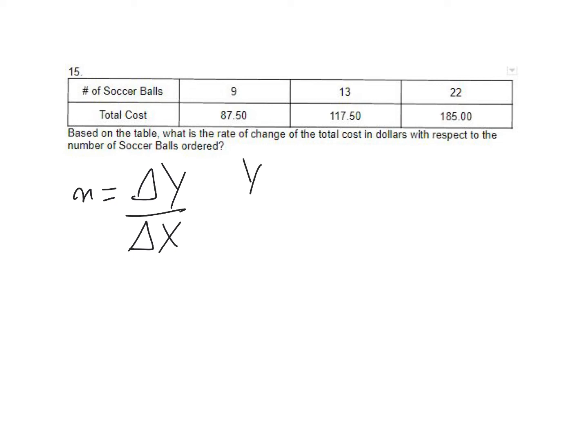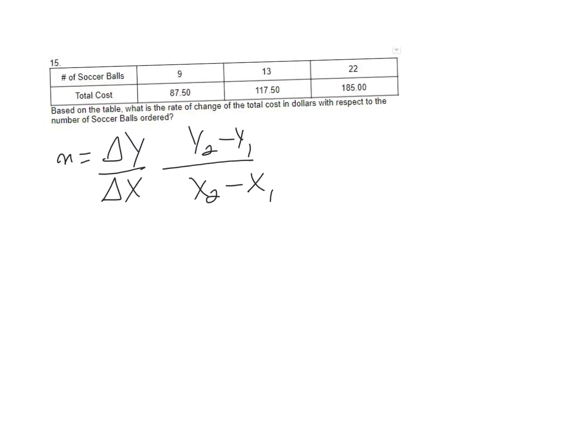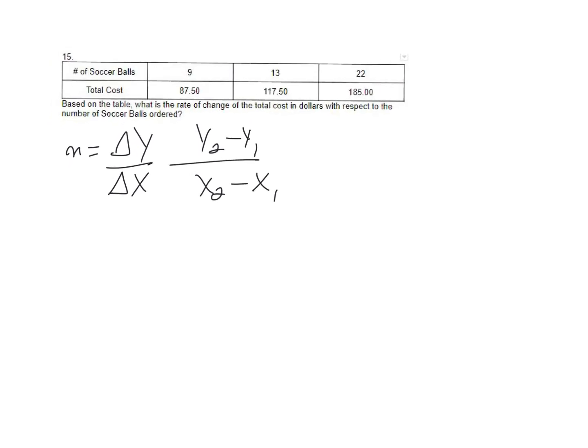Okay, the formula is actually y2 minus y1 divided by x2 minus x1. Now, I taught you that you could use the strategy of stack, slide, subtract to help you keep your numbers organized. So we need to use an x and y. But be sure that you realize that this first set is an x and y. So when x is 9, we had 87.50. All right, and then when x was 13, we had 117.50. So be sure that you set these up correctly.